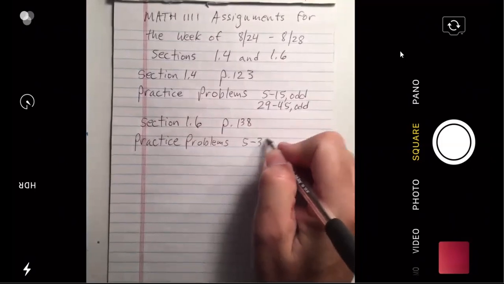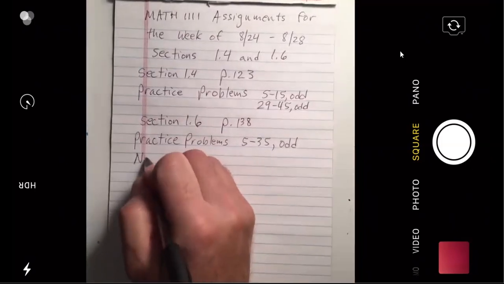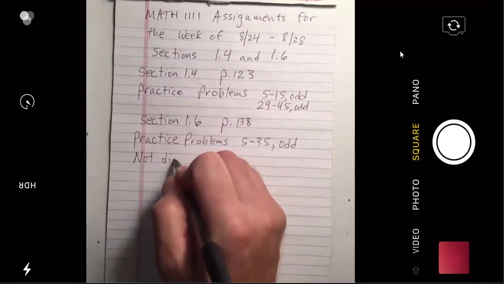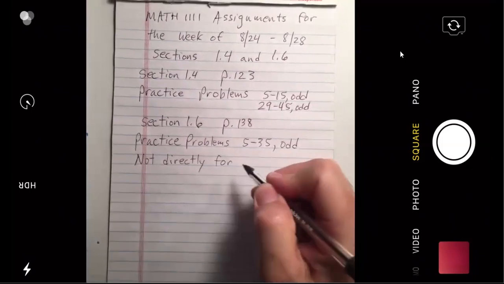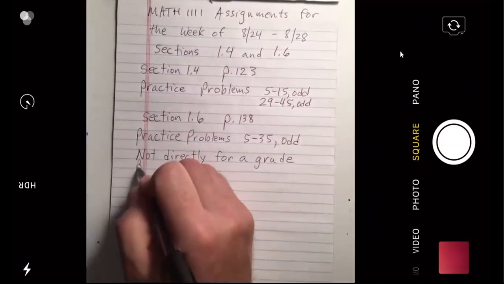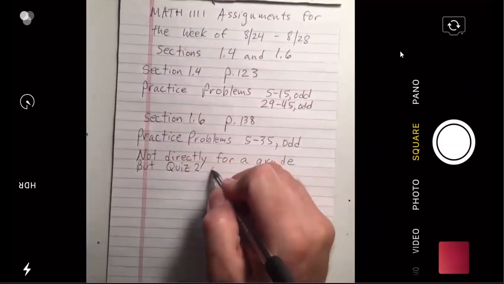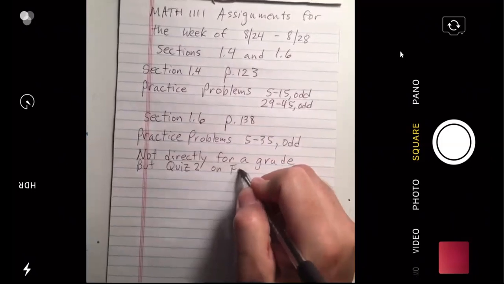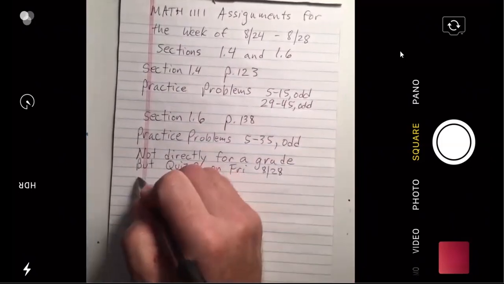Five to 35 odd. These are not directly for a grade. But quiz 2 on Friday, 8/28, will be based on them.